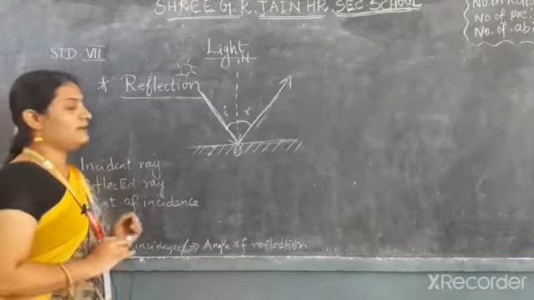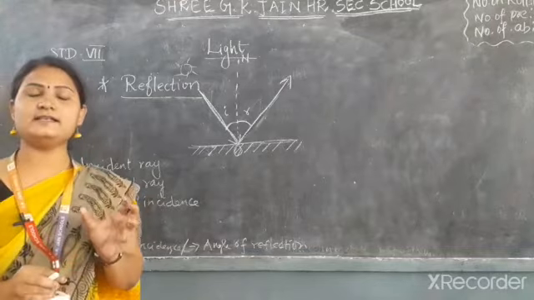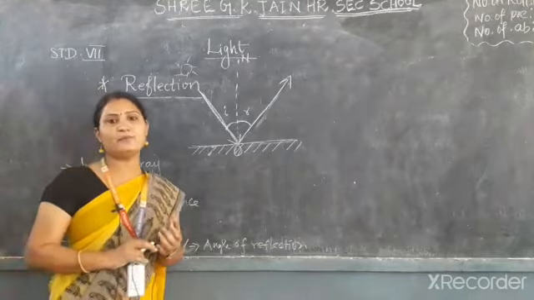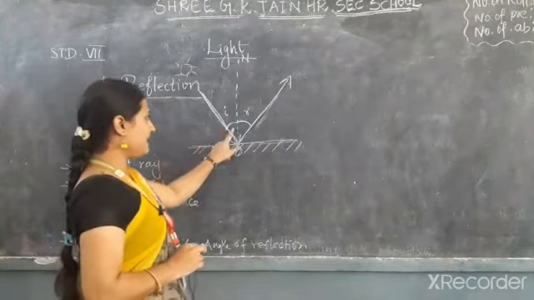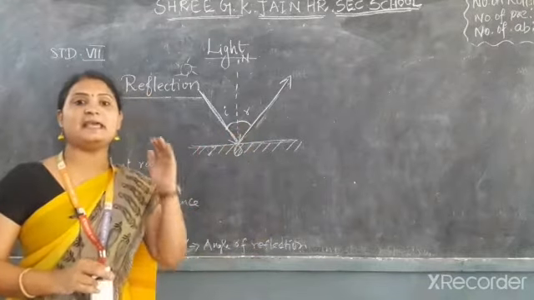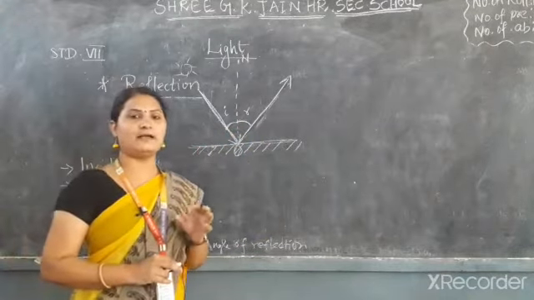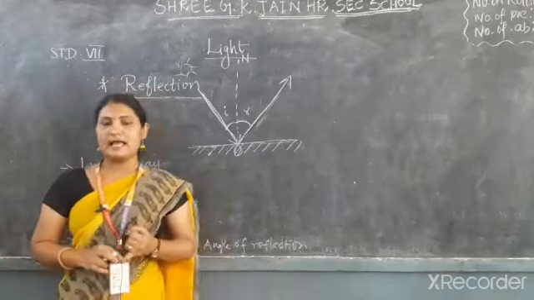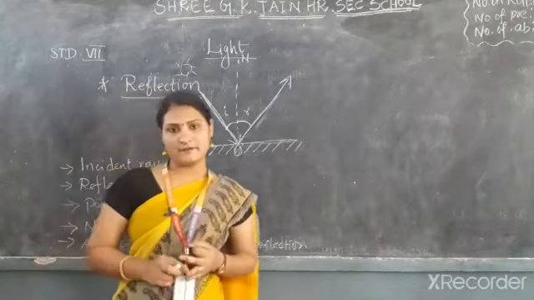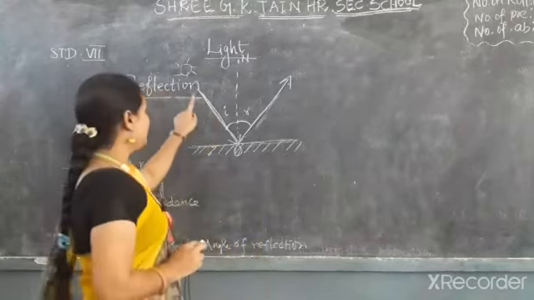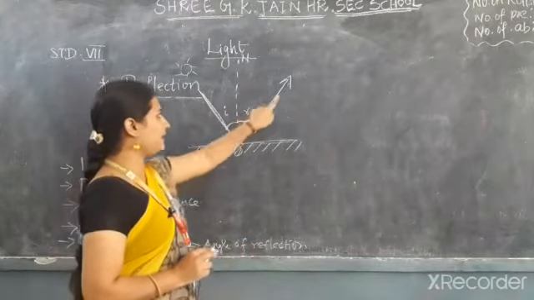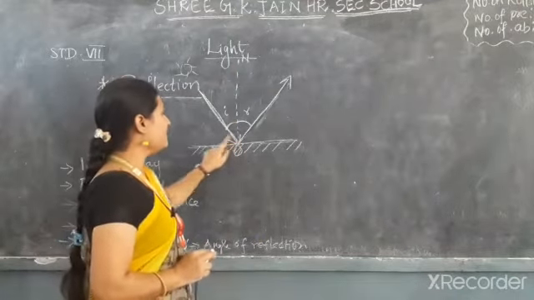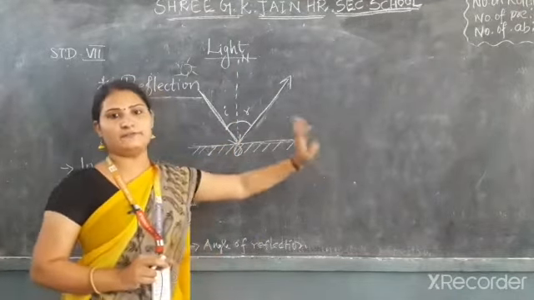By that, there is a law called the law of reflection. What are the laws of reflection? The first law: the angle of incidence and the angle of reflection will be equal. When light falls on a plane surface, the angle of incidence and the angle of reflection are equal. The second law: the incident ray, the reflected ray and the normal lie on the same plane.